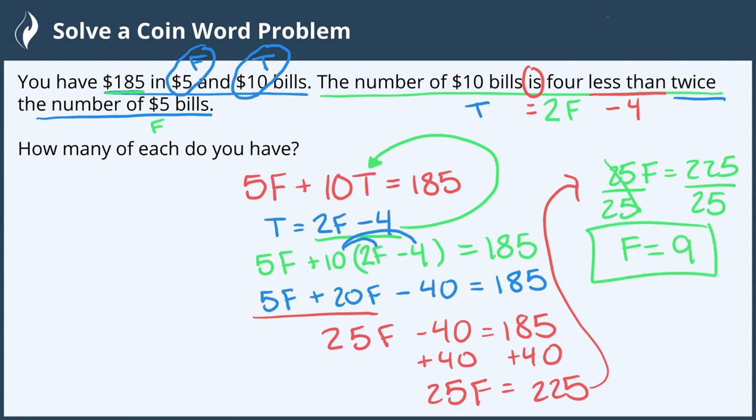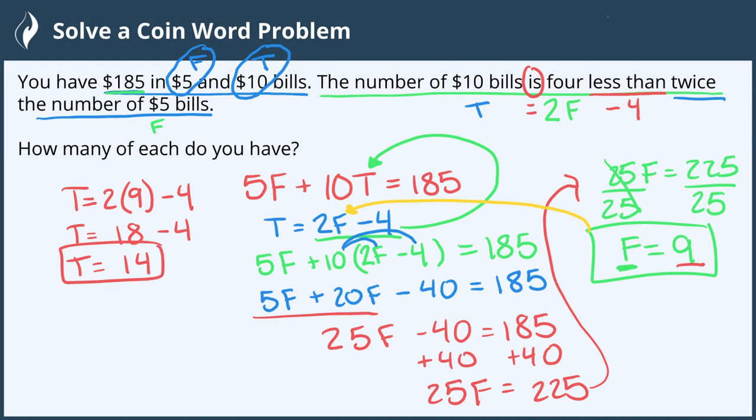Now we know there are 9 $5 bills. We can find how many $10 bills there are by substituting it back into one of the original equations. And since the second is already solved for T, we can go ahead and substitute into that one, and it'll speed things up just a little bit. So we get T equals 2 times 9, that we found for F, substituting it in, subtract 4. So T equals 18 minus 4. So T equals 14. This tells us that there are 14 $10 bills.